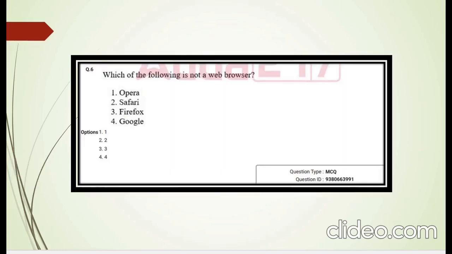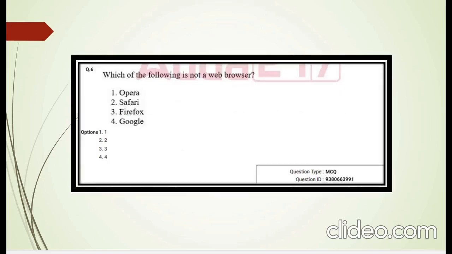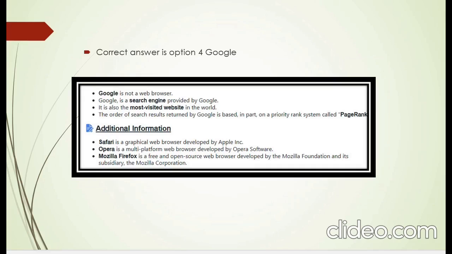Coming to the first slide. Which of the following is not a web browser? The options given are Opera, Safari, Firefox, Google. So, which is not a web browser? What do you think is the answer? The answer is option 4, Google. Google is not a web browser, whereas Opera, Safari, Firefox, all of these are web browsers.